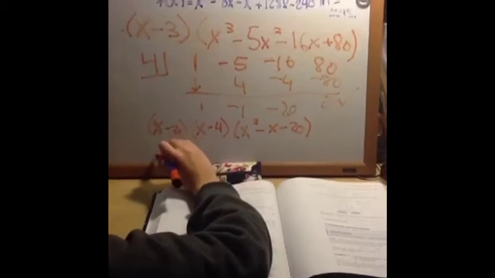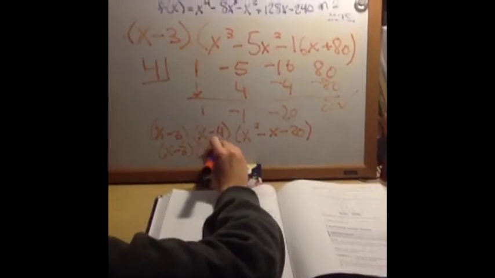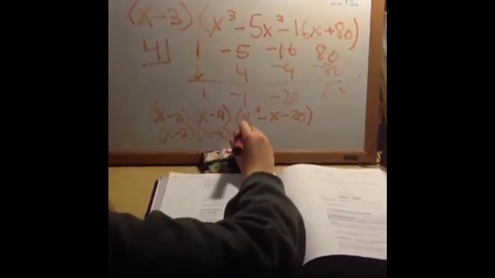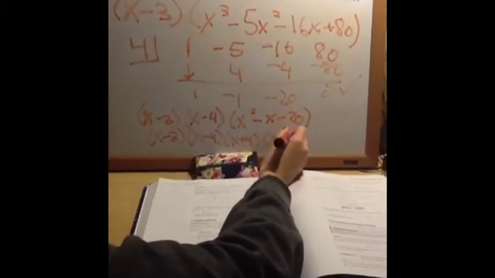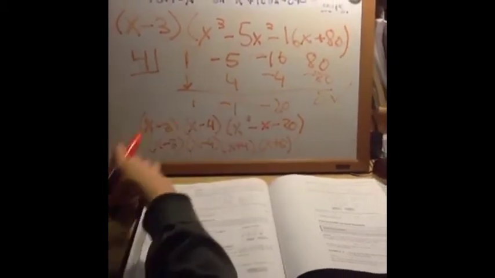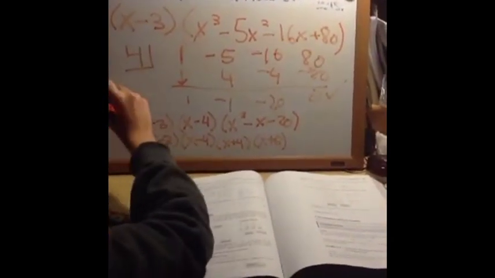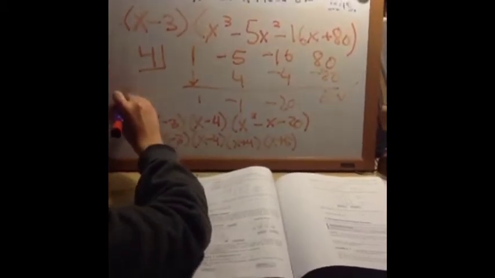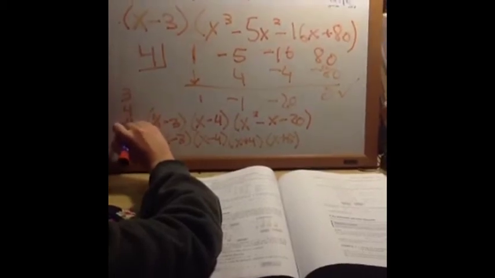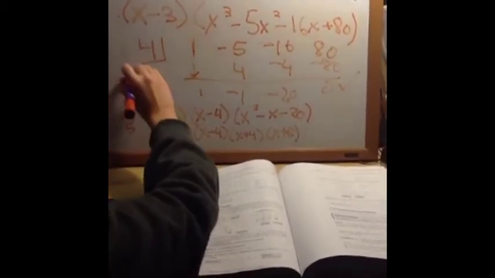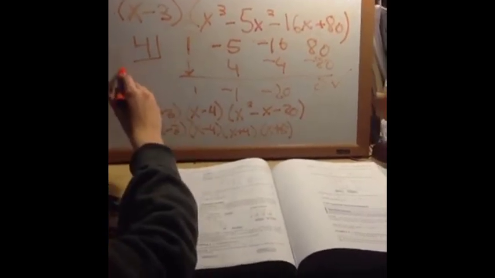So it would be completely factored as x minus 3, x minus 4, x plus 4, and x plus 5. And the other roots would be positive 3, 4, negative 4, and negative 5, because we would set each of these factors equal to 0, and there you would get your answer.